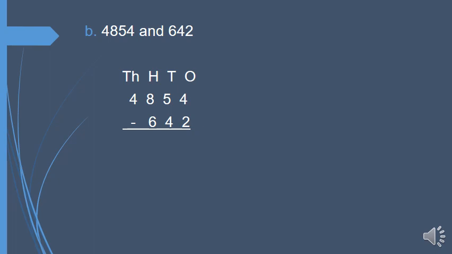B. 4854 and 642. How are we going to subtract? Here also the upper numbers are bigger and the smaller numbers are written below. Starting from the ones, 4 minus 2 is obviously 2, 5 minus 4 is 1, 8 minus 6 is 2, and 4 is written down here because there is no number below it. So here's your full answer.